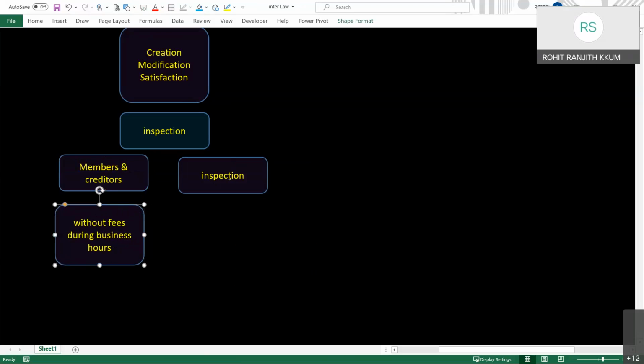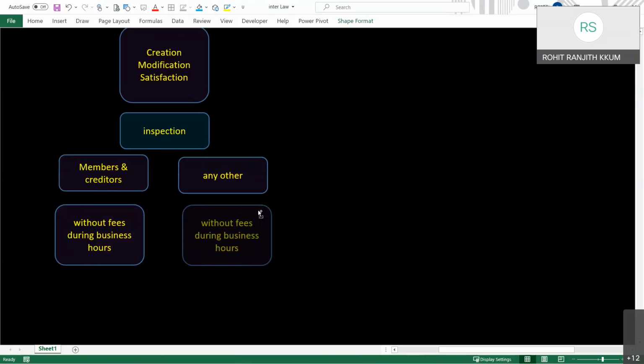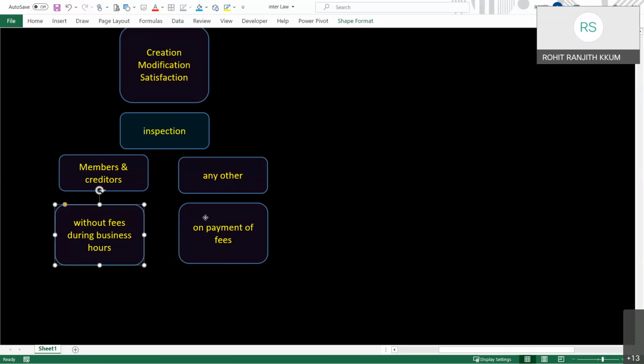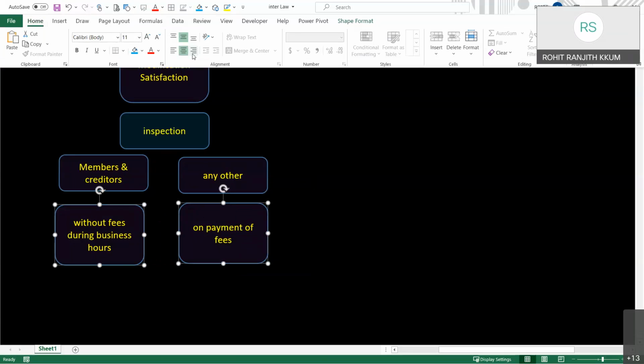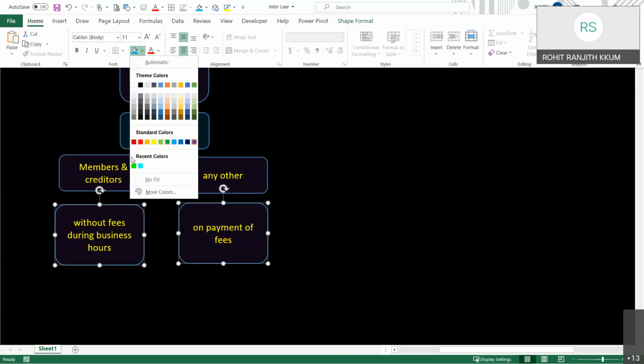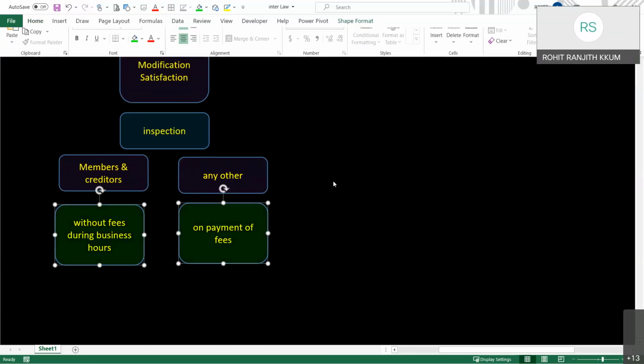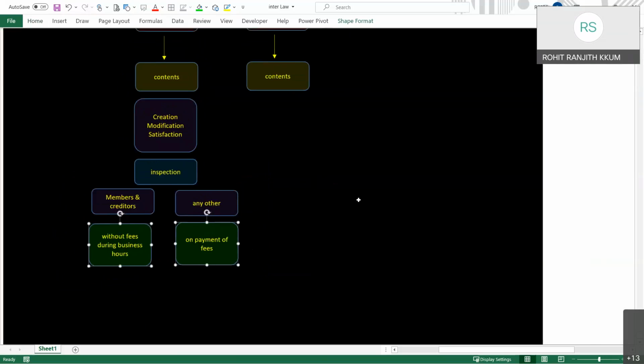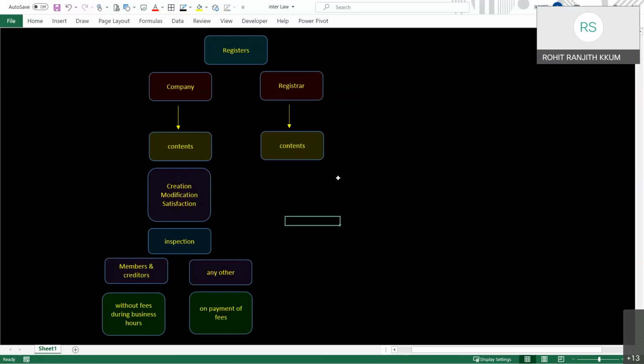And as far as any other person is concerned, then on payment of fees, they are allowed to inspect it. So this is the entire diagram of your Section 85. That means if anyone wants to inspect the charge register, these are the provisions. Just note it down, and that's all about Section 81 as well as 85.